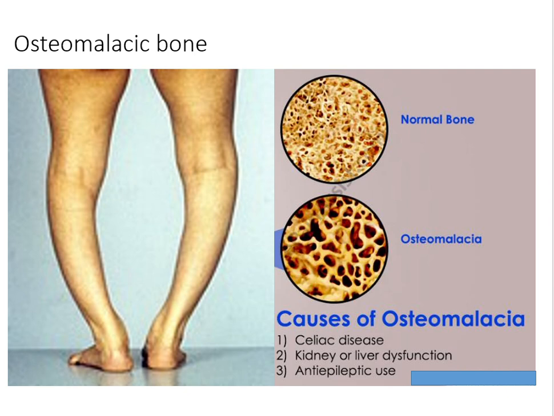Here we can see osteomalacic bone compared to normal bone. So it's not as dense as normal bone because it's missing a lot of those hydroxyapatite salts. It's missing a lot of the calcium phosphate. So causes of osteomalacia besides vitamin D deficiency might be celiac disease, which prevents a lot of absorption of nutrients, including vitamin D, but also of calcium. Kidney or liver dysfunction and even anti-epileptic use can cause osteomalacic bone.